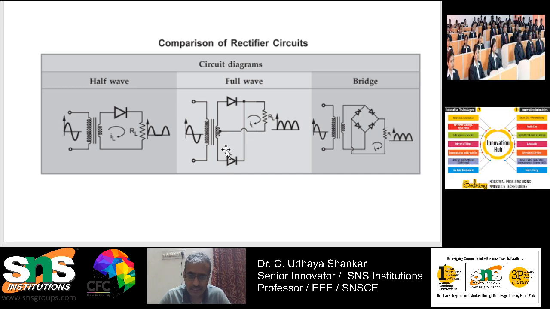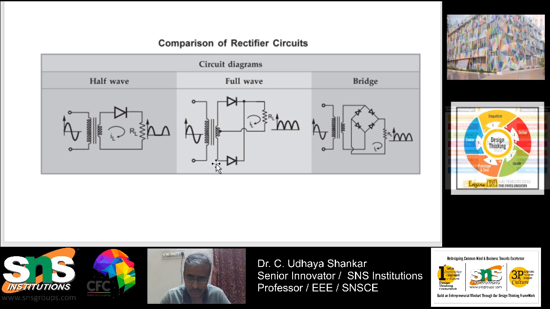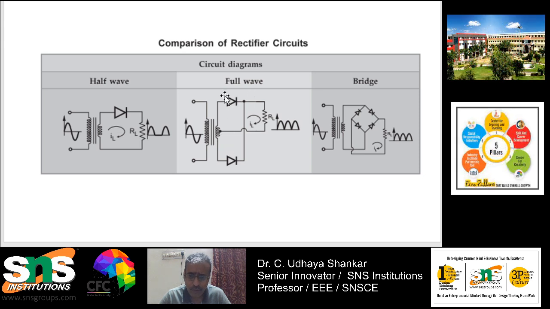Tapping is nothing but taking the connection at the center. This is a special type of transformer, which adds additional cost, and also the volume will be quite high when compared to normal transformers. As you all know, here two diodes are used. During the positive cycle, this upper diode will be in forward bias condition, and so the output across the load will be there. Since it is forward biased, it will start to conduct.